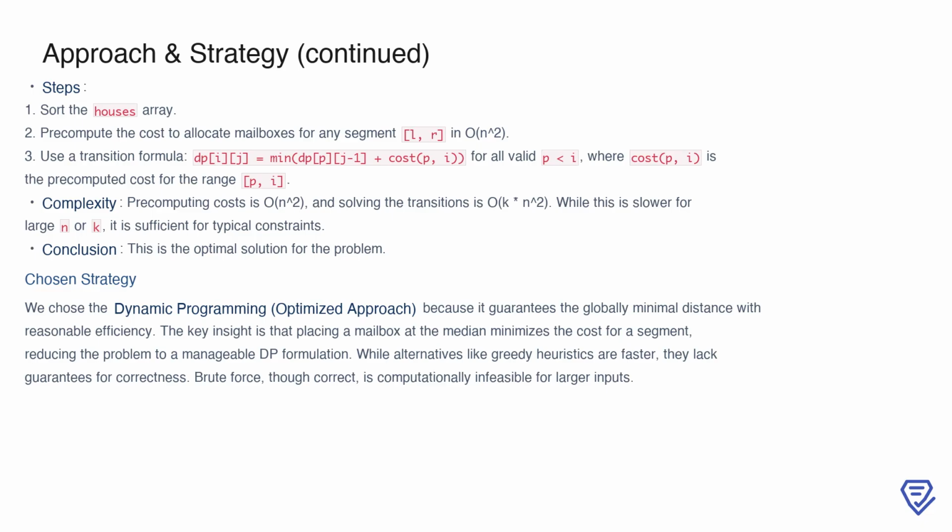While this approach may be slower for large values of n or k, it is efficient enough for typical problem constraints. The dynamic programming strategy is the chosen approach because it guarantees the minimal total distance while maintaining reasonable computational efficiency, which is essential for competitive programming. The insight that placing a mailbox at the median minimizes the cost for a segment is the cornerstone of this method, making it a reliable and practical solution.